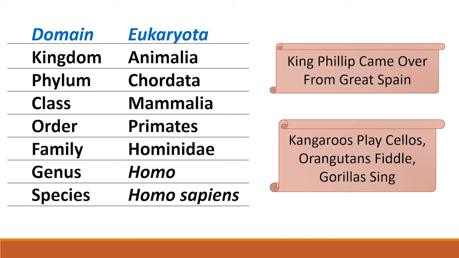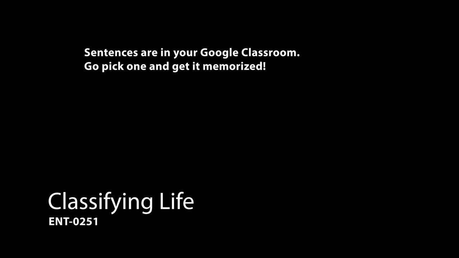I'll point out that some of the sentences that I put on my list include the first word D for domain, and some don't. Whether or not you put domain in there, I don't mind. It doesn't matter either way to me. But if you want to remember that we are underneath the domain Eukaryota, you're welcome to do that. All right, thanks very much. What I hope you will do now is go get yourself a sentence, decide which one you want to memorize, and use it to remember these levels of organization of life.